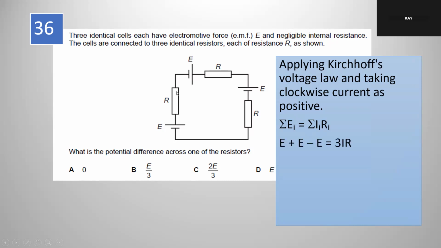So E plus E. Right? This one opposite direction, minus E. And there are 3R there, times your I, the current. So I is E over 3R. Then find the potential difference. Right? V equals IR.